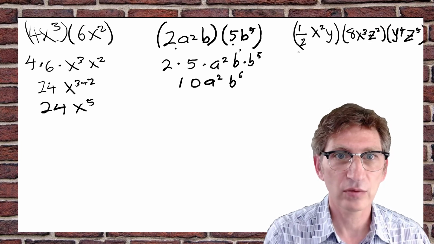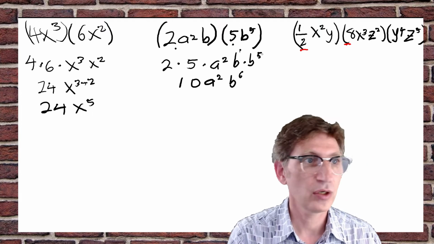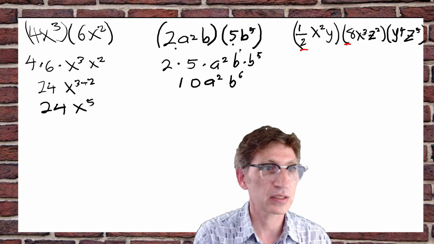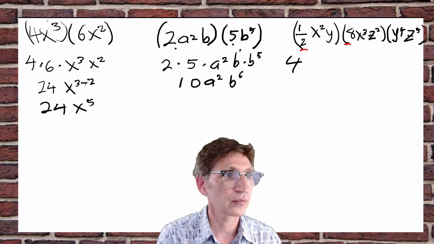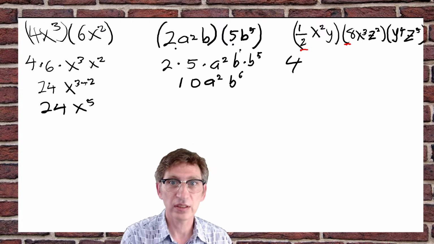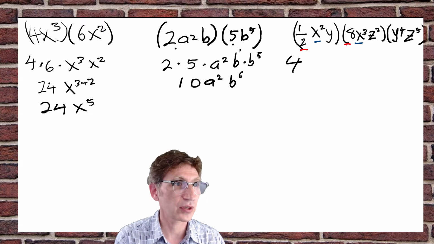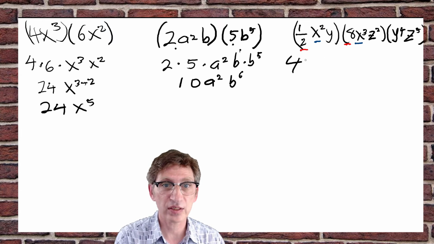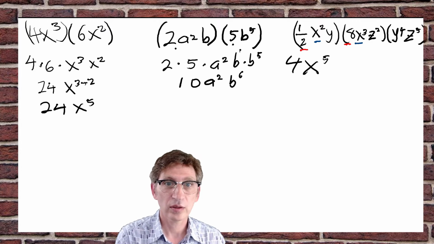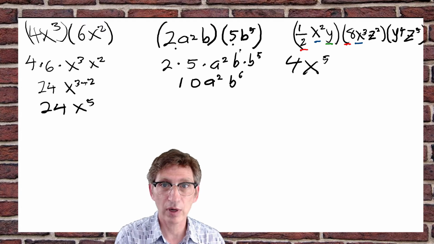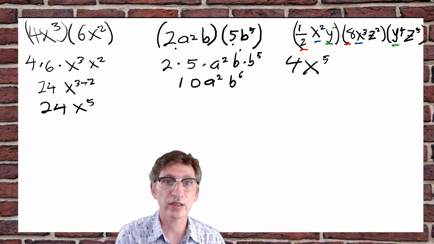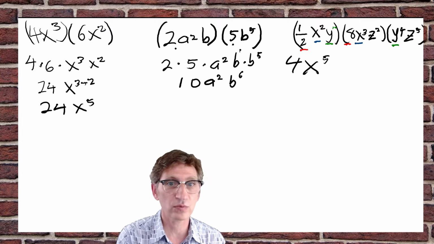I've got 1/2, I've got 8. 1/2 times 8, yes, that is 4. Now I will look at the powers with the base of x. X squared, x to the third. X squared times x to the third, 2 plus 3 is 5, so that gives me x to the 5th. Let's look for the powers with a base of y. I've got y and y to the 4th. Remember, that's y to the 1st, so y to the 1st times y to the 4th is y to the 5th.